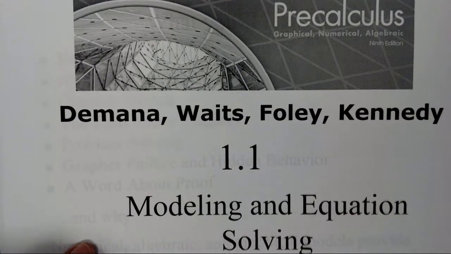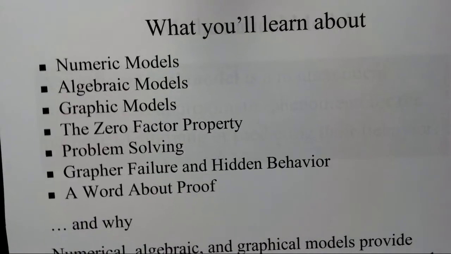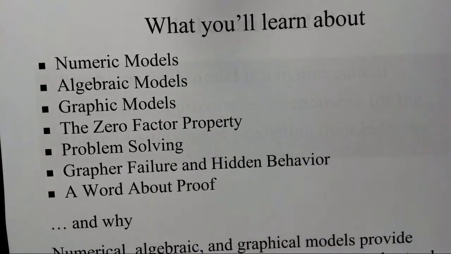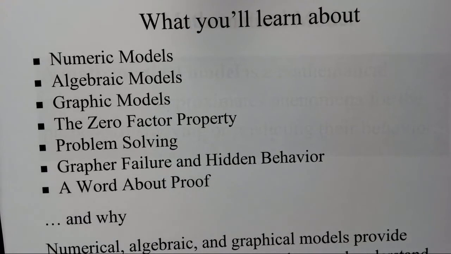So, we're going to talk about numerical models, algebraic models, graphical models. The wording, I mean, don't worry about whether it's really numerical, math or algebraic. Graphical should be obvious. That means it would be a what? Graph, okay? So, the zero factor property, let me see if I write this.